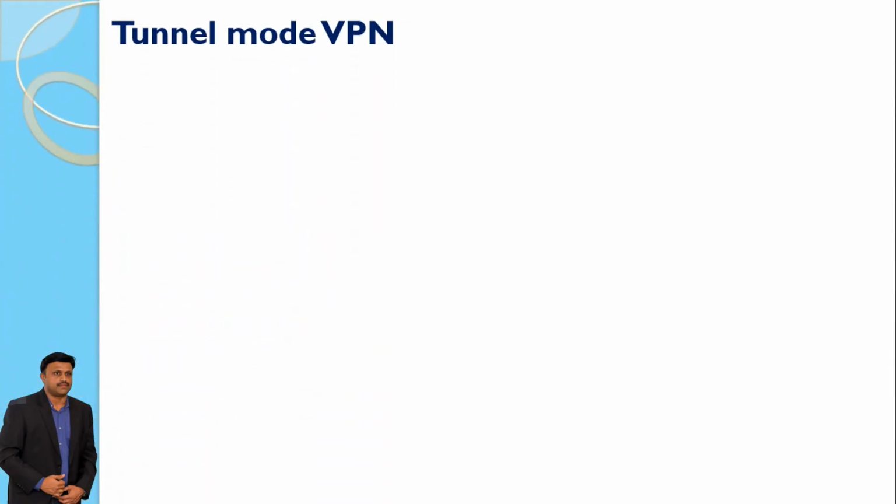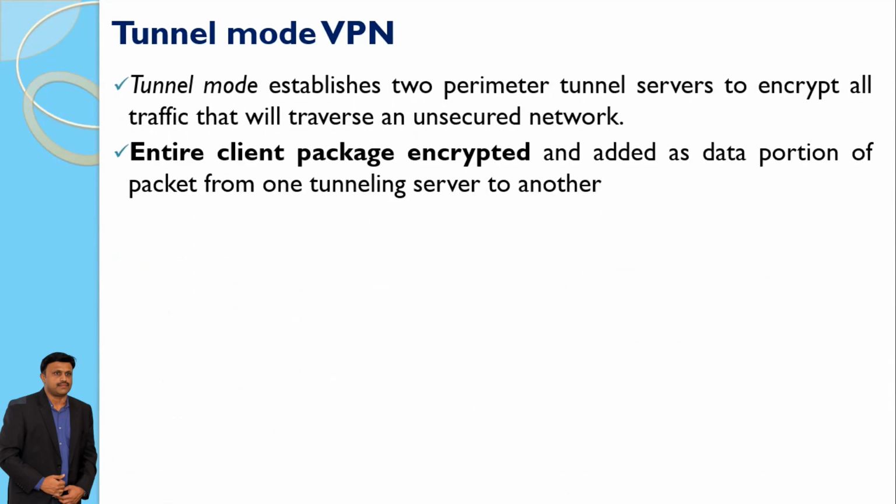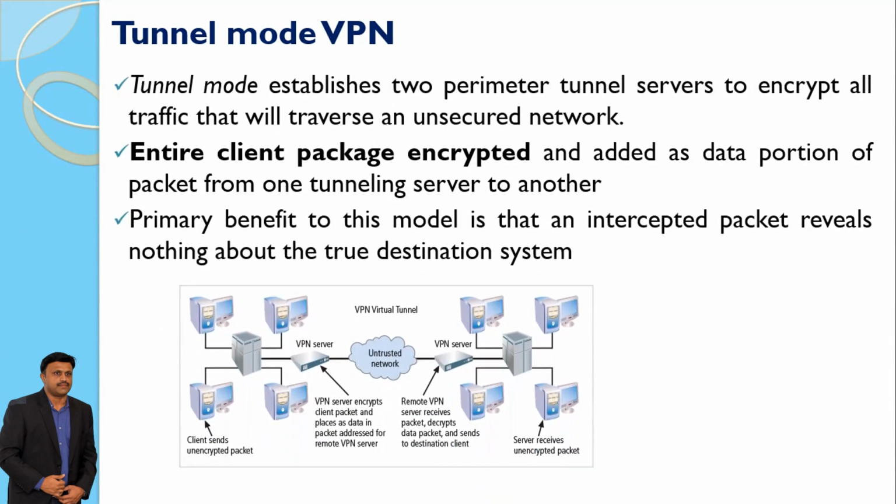Tunnel mode VPN encrypts the entire client package and adds it as the data portion of another packet. This model ensures that intercepted packets reveal nothing about the true destination system, providing a high level of security.